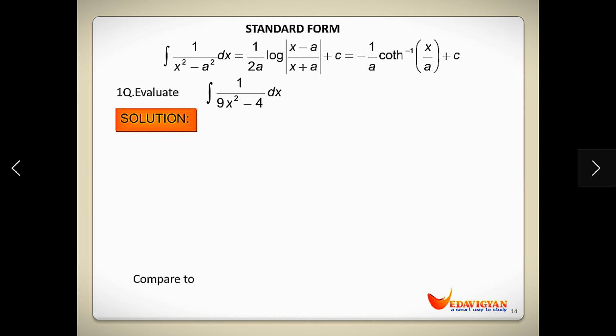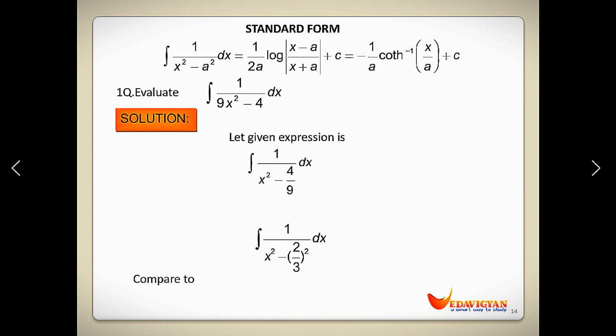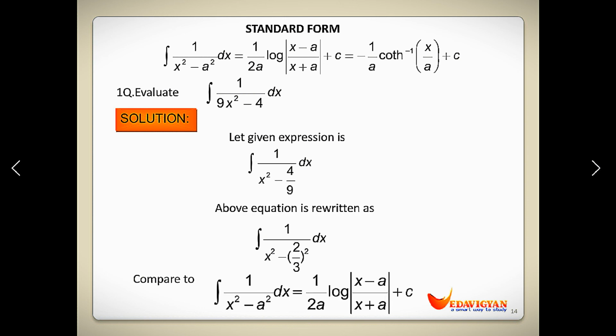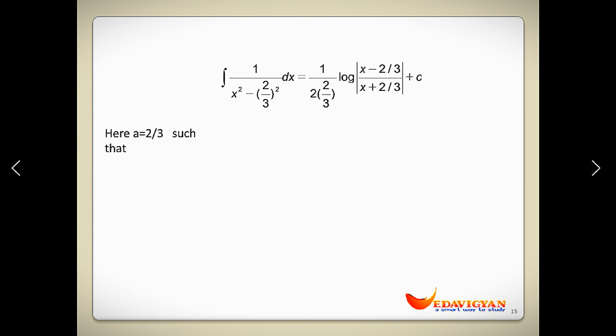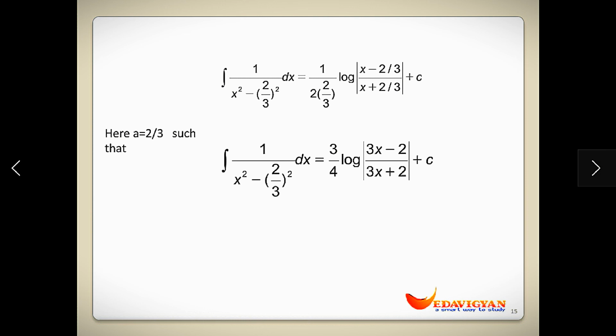So first, take 9 as a common part. In the given equation, you take the 9 outside, so it becomes x square minus 4 by 9. Next, you have to rewrite it like that: x square minus (2 by 3) whole square dx. Comparing to this equation, next we get the result, where a is equal to 2 by 3: 1 by 2 times 2 by 3, log of (x minus 2 by 3) by (x plus 2 by 3). This is the resultant solution. After simplification, we get this equation, and this is the resultant solution.